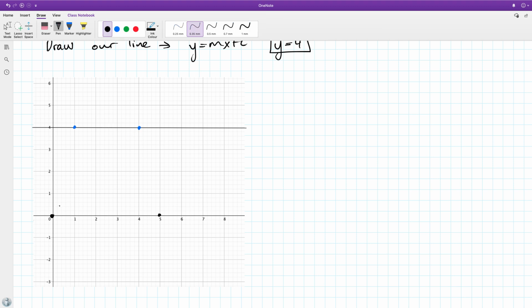There's your point of intersection. Let's draw our curve. So we know it goes up through this. It comes back down through that. And there's your sketch. Is that alright?